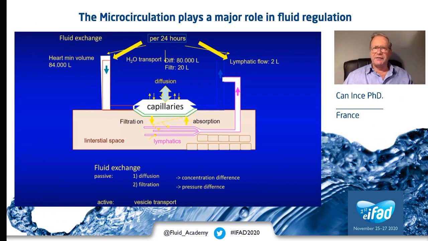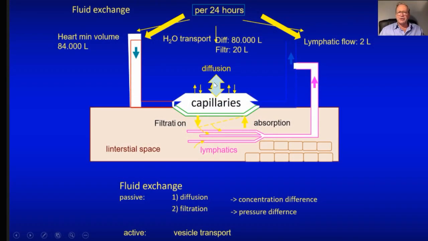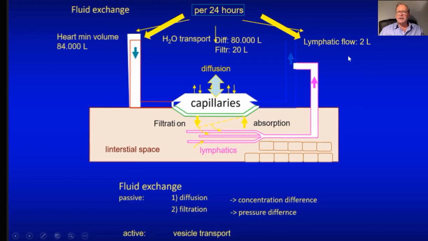So let's immediately start and talk about the physiology, really, of fluids. If we just look at fluids in the body, we can see here the fluid exchange. Excuse me for the messy slide a little bit, but we can see here that per 24 hours, we approximately have a heart minute volume of 84,000 liters, which is going through the circulation. If we look at what actually is being transported across the microcirculation to the tissue cells by filtration and absorption, approximately 2 liters goes into the lymphatics, and we see here that a massive amount of water gets transported across the vascular barrier in and out of the tissues.